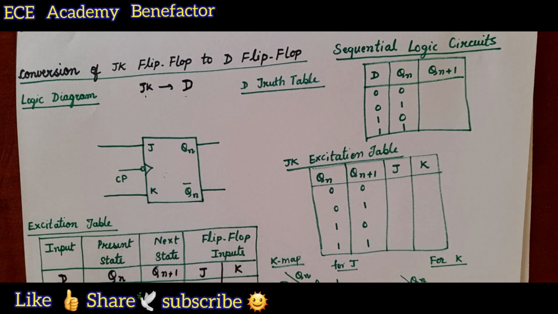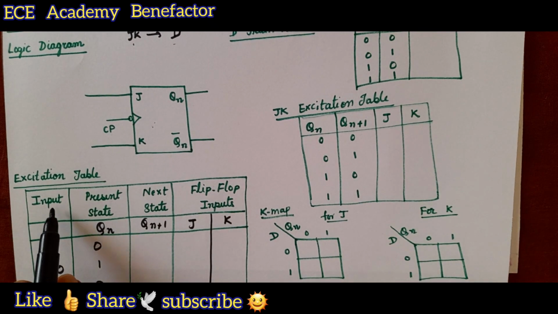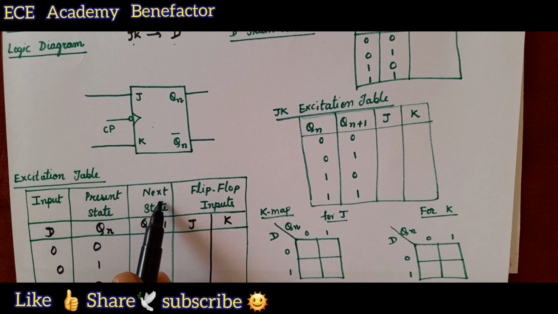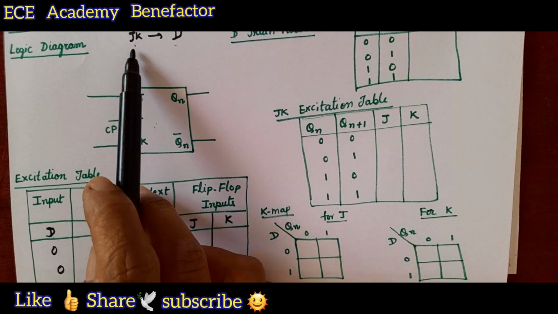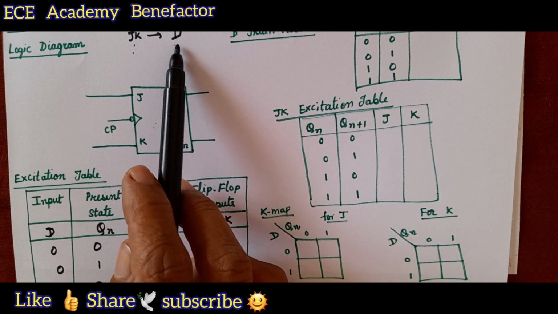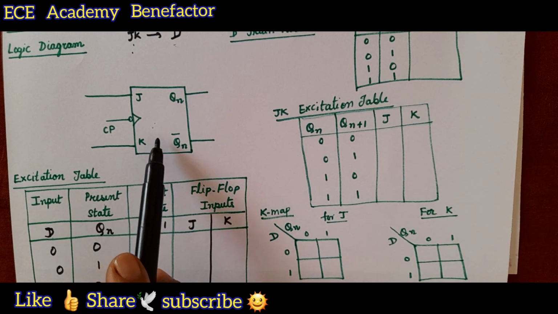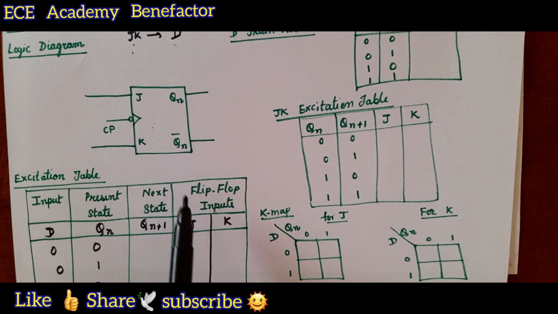For this conversion, we need the excitation table which is having 4 columns: input, present state, next state and flip-flop inputs. So, what we are doing here? We are converting JK to D. So, what is the input now? D is the input. So, I have written input as D. Present state is Qn. Next state is Qn plus 1. What are the flip-flop inputs? For the given flip-flop, what is the given flip-flop? JK. So, the flip-flop inputs are J and K.